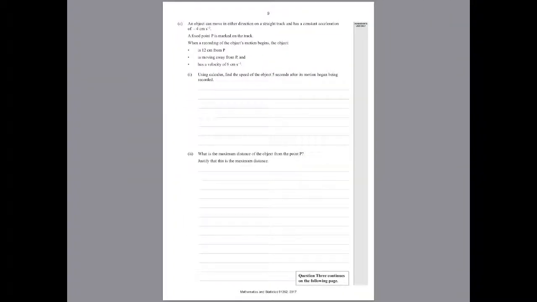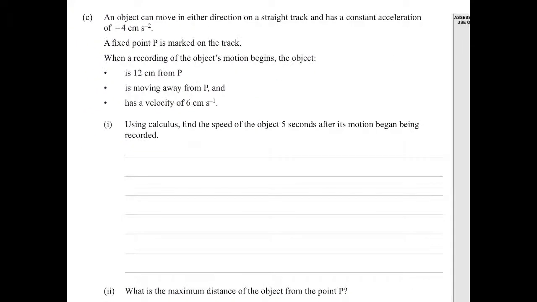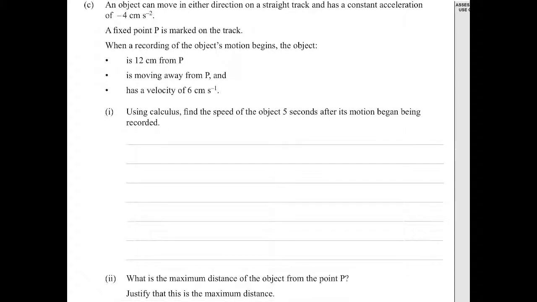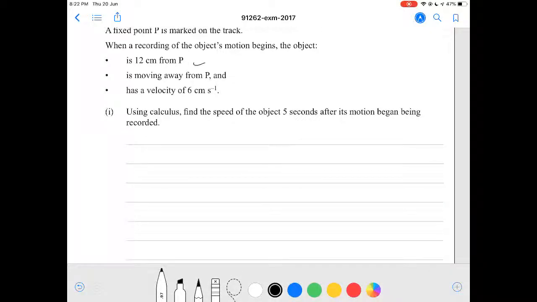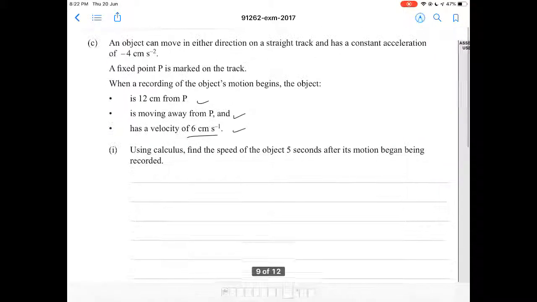Okay, an object can move in either direction on a straight track and has a constant acceleration of negative 4 centimeters per second. A fixed point P is marked on the track. When a recording of the object's motion begins, the object is 12 centimeters away from P, is moving away from P, and has a velocity of 6 centimeters per second. Use calculus to find the speed of the object 5 seconds after its motion began being recorded.